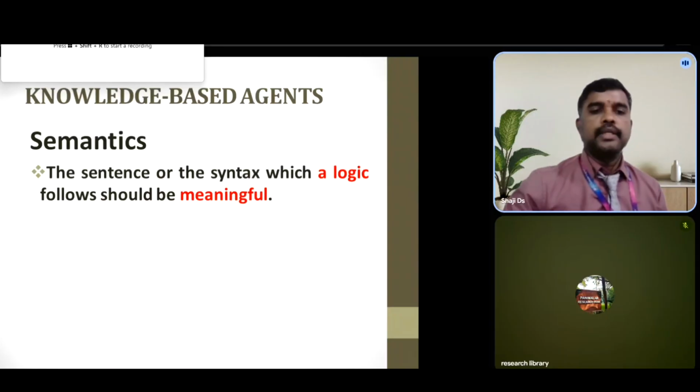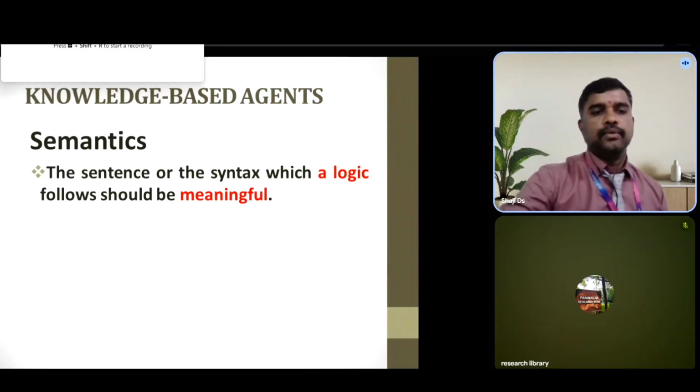And the next one is semantics. The sentence or syntax which a logic follows should be meaningful. So we have a syntax, and how we can form a meaningful thing from the syntax is called semantics. Semantics defines the sense of a sentence which relates to the real world.